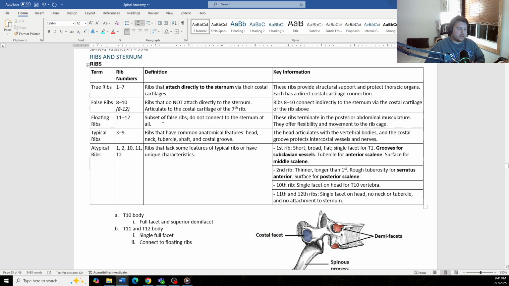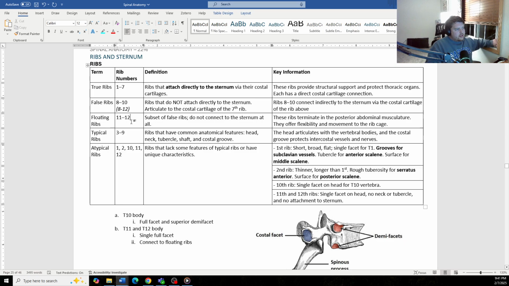Depending on who is writing the board question, you can see false ribs being ribs 8 to 12, or you can see them 8 to 10. Ribs 8 to 10 is the quote-unquote better answer for a lot of examinations, because 11 and 12 have their own classification as floating ribs.